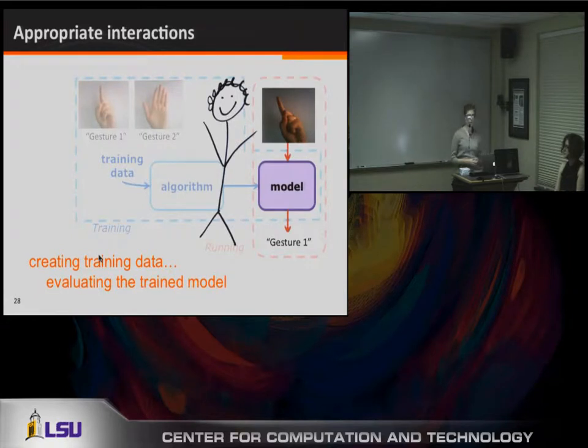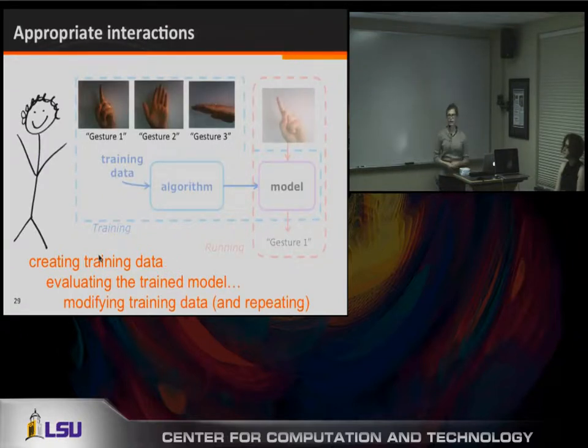We want the human to be able to evaluate the trained model by maybe giving it more examples and then observing how the model behaves. And very importantly, we want the human to be able to modify the training data set and repeat this process. And this isn't something that's usually talked about in this way in more conventional machine learning contexts, but it makes a lot of sense here, right?